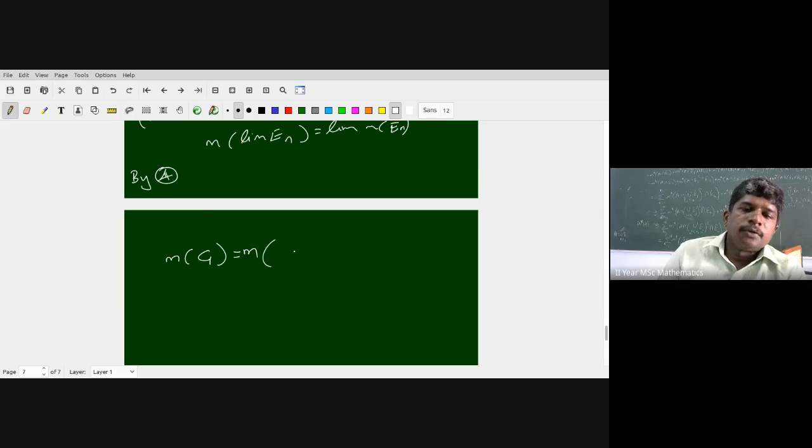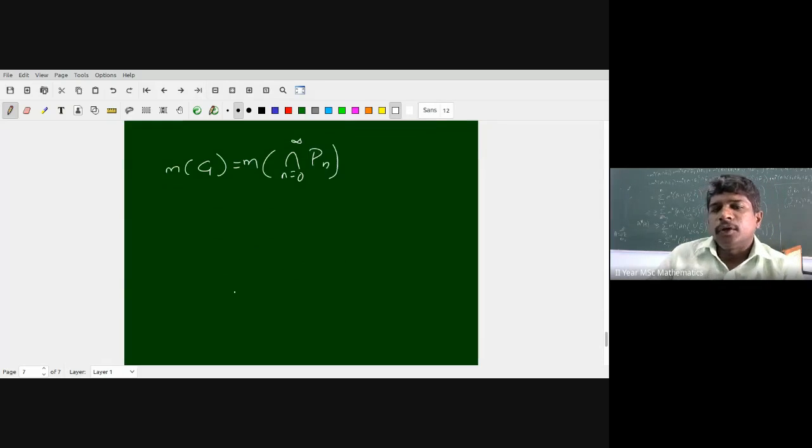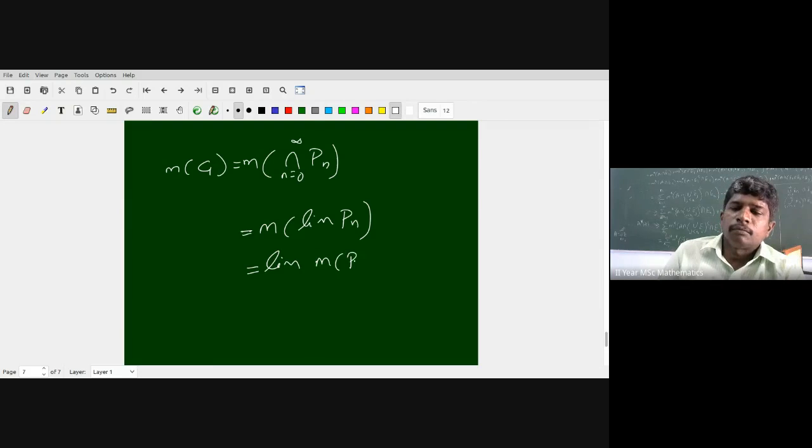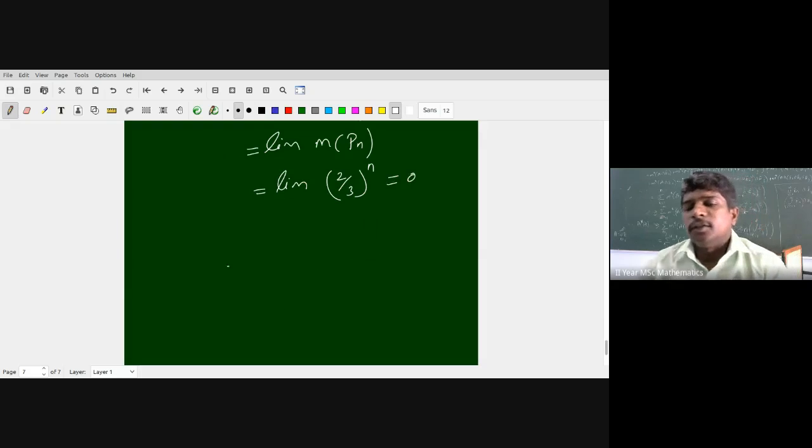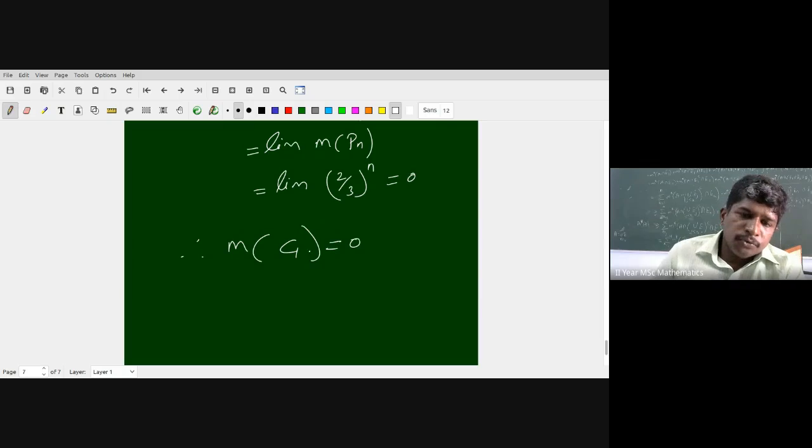By property 4 we calculate the measure of C. C is, by definition, the intersection of all these elementary sets. This can be written as the limit of Pn. So by the property, the measure of the limit of Pn for the decreasing sequence is the limit of the measure of Pn. So what is the measure of Pn? It is (2/3) to the power n, and this limit is 0. Therefore, the measure of this Cantor set is 0. So this is an example of an uncountable set having 0 measure.